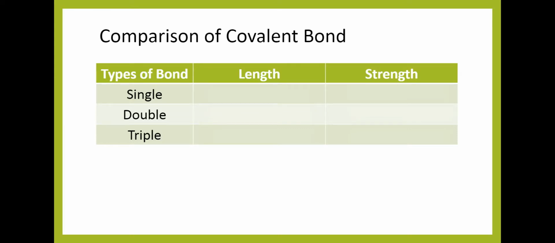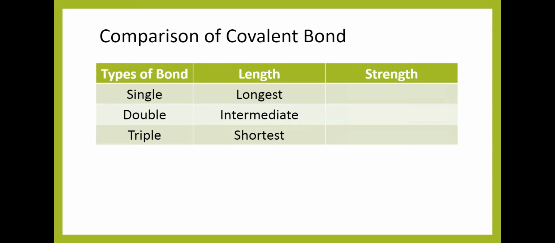I hope you enjoyed that chance to get hands-on. Let's now fill out this table thinking about the length and the strength of those bonds. When I had the single bond, or just one rubber band, it was the longest I could stretch, so that is the longest. When I had the double bond, I couldn't go quite as far, so that was in the middle. And the triple bond was the hardest to stretch out, so that was the shortest. Now for strength.